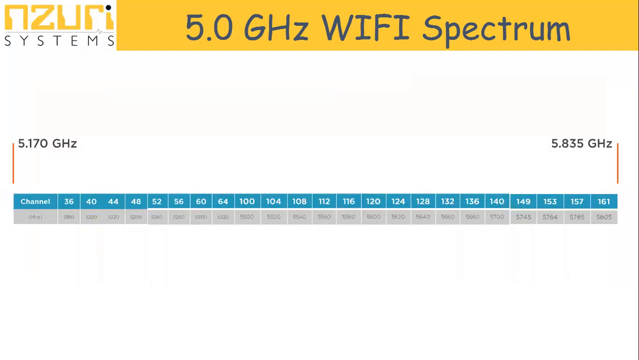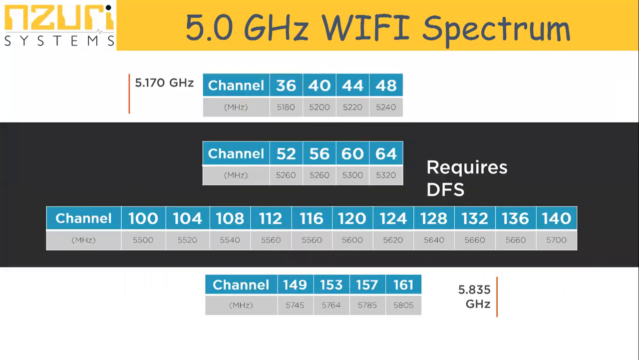Now, we also have the 5 gigahertz Wi-Fi spectrum, which tends to be a much wider and bigger spectrum, going all the way from 5.170 gigahertz to 5.835 gigahertz. So it's quite a bigger spectrum compared to the 2.4 gigahertz, but it equally has its own limitations. These are the divisions of what we can use. In as much as it's a very big and wide spectrum, we are not allowed to use everything.